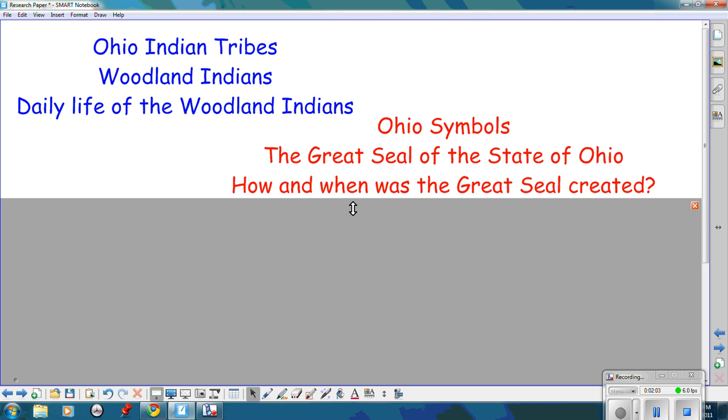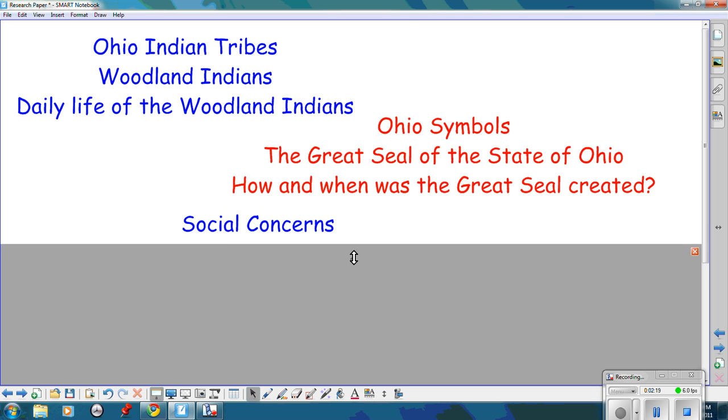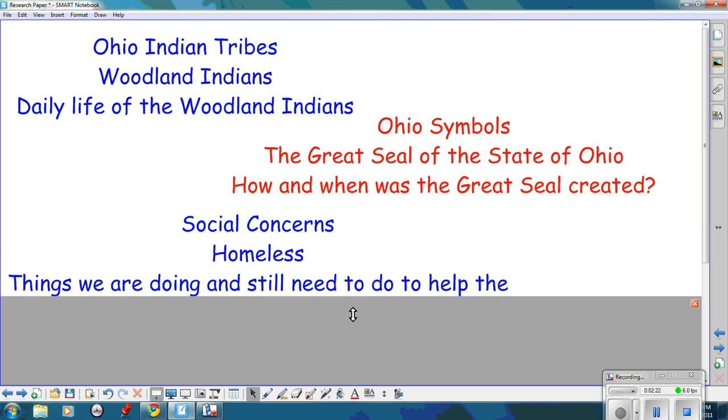So another one, Ohio symbols, might be one big topic. And then I am very fascinated with the Great Seal of the state of Ohio. I think it's a beautiful seal. So my focus might be how and when was the Great Seal created? And a little bit more about it specifically in detail.